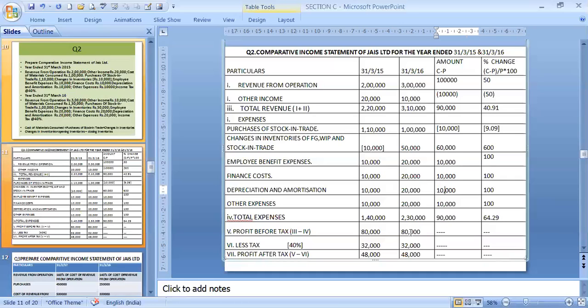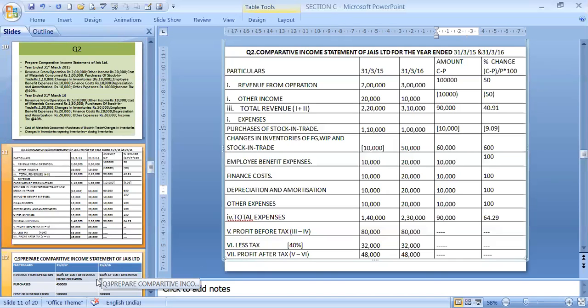Then there is no absolute change. You see there is zero, no change at all. That is 80,000 minus 80,000, zero, nothing changed. Over here also the same figures: 32 minus 32, 0, 48 minus 48, 0. As there is no absolute change, no percentage change is given. So this is the first sum, students.